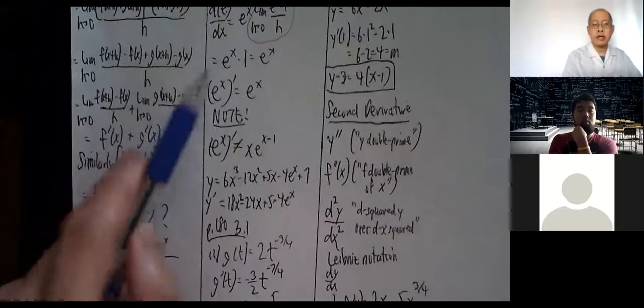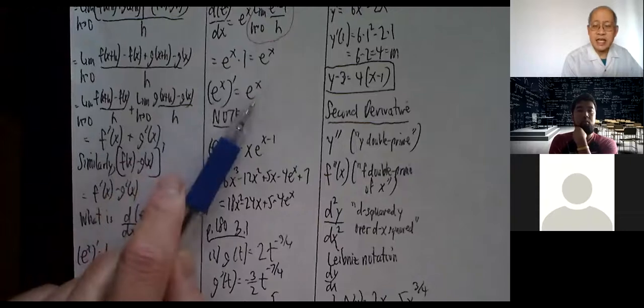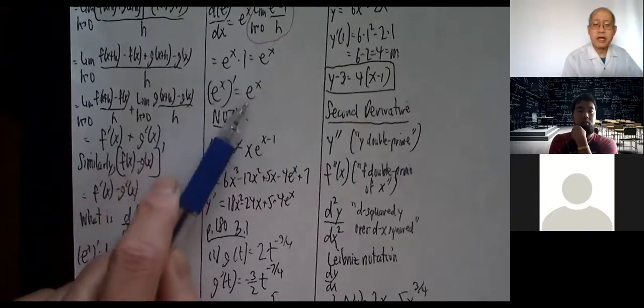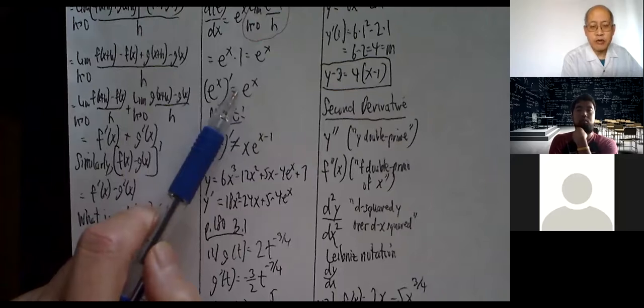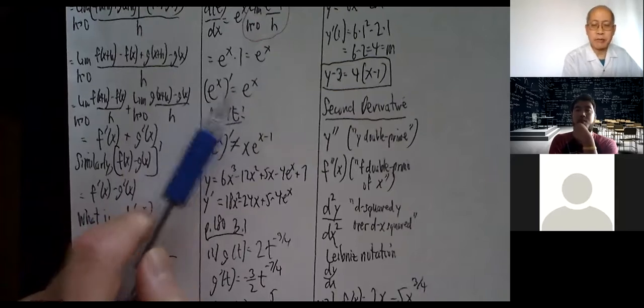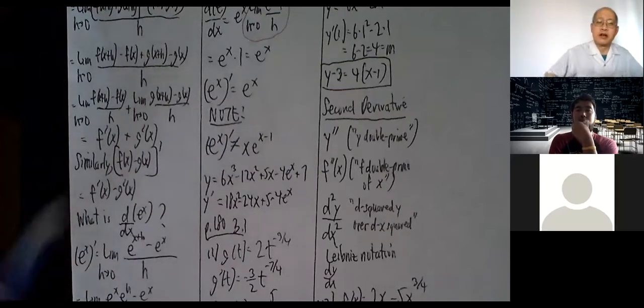Okay. In summary, the derivative of e to the x is itself. E to the x prime is e to the x. Again, if we were meeting on campus, I'd make you memorize this. If you want to put it in your cheat sheet, you can, but that shouldn't be that hard to memorize. It's the easiest derivative of all.